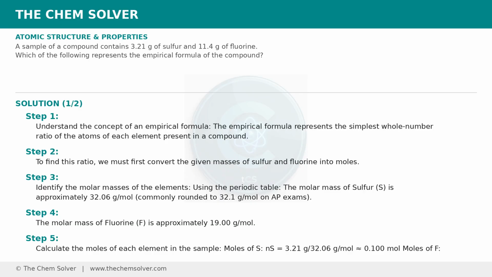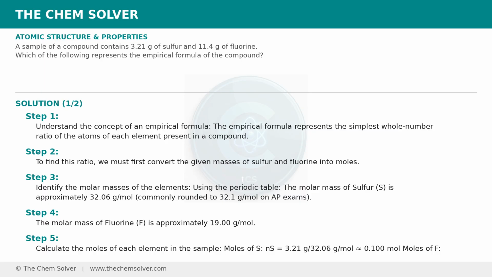Understand the concept of an empirical formula. The empirical formula represents the simplest whole number ratio of the atoms of each element present in a compound. To find this ratio, we must first convert the given masses of sulfur and fluorine into moles.